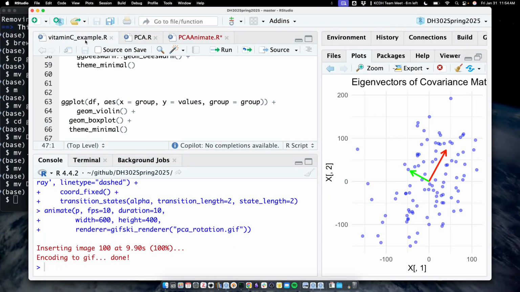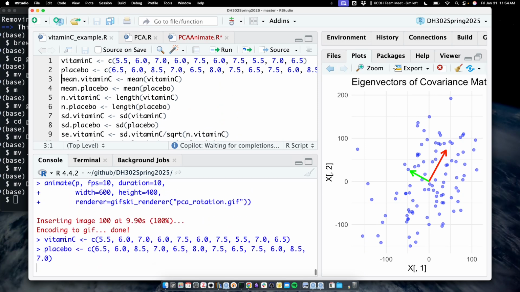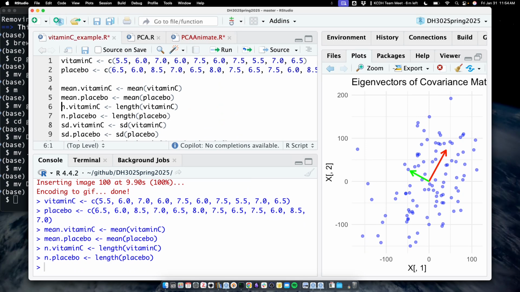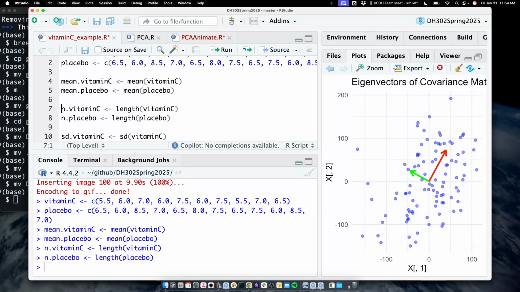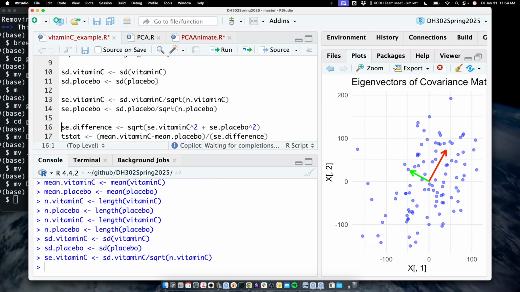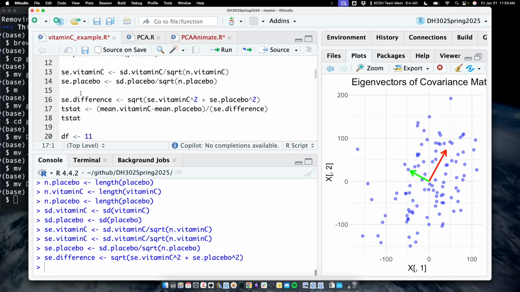In this case, I've taken the data from the exercise, put it in numbers, and I'm going to compare them. All I'm doing is putting these numbers together. I define the mean, the number of samples, the standard deviation, and the standard error. This is based on the standard deviation divided by the square root of n. That's your standard error. And then I can quantify the standard error of the difference. So this is what I'm doing here.